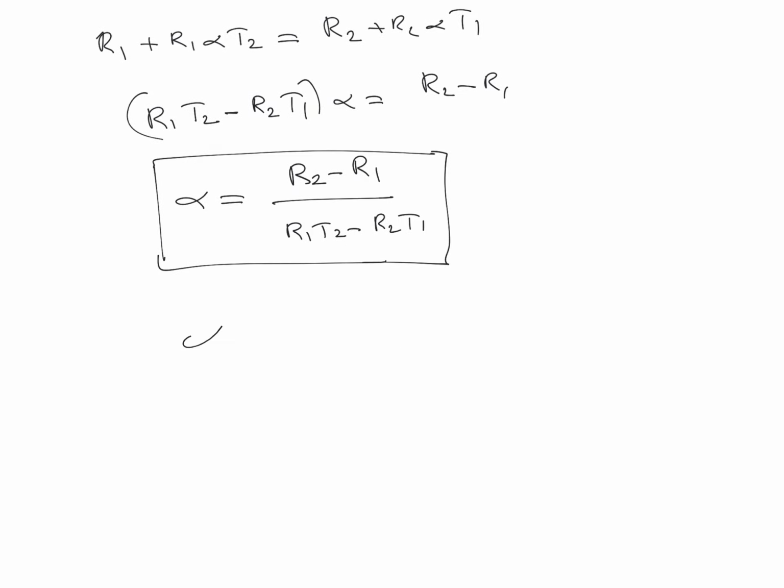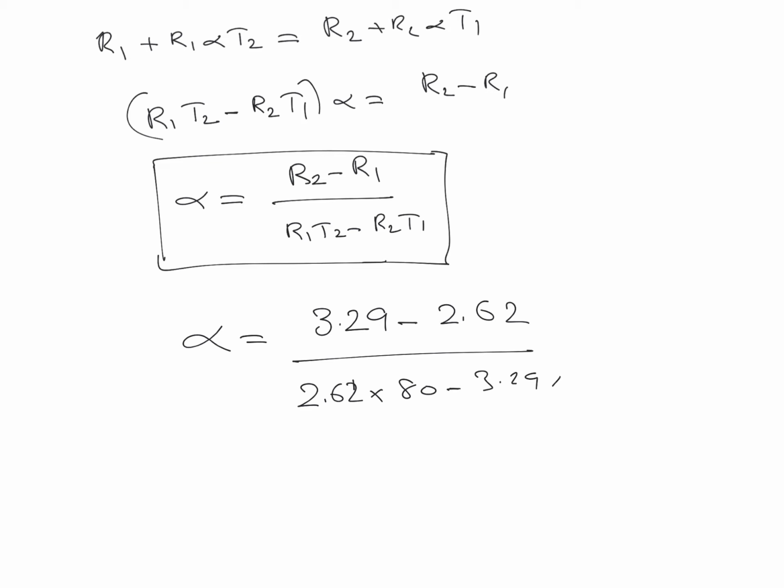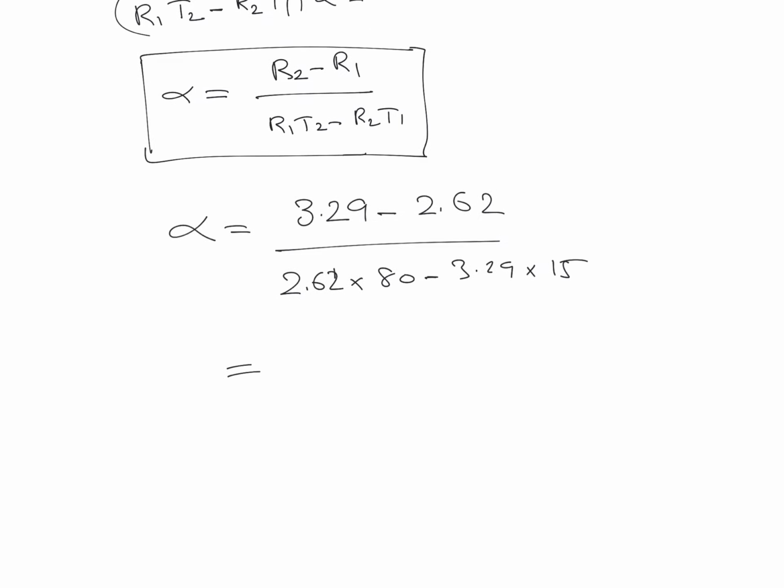Now according to the given question, we can just substitute these values. R2 is given as 3.29, minus R1 which is 2.62, divided by R1 which is 2.62 into T2 which is 80, minus R2 which is 3.29 into T1 which is 15. So we can find the value of alpha here.